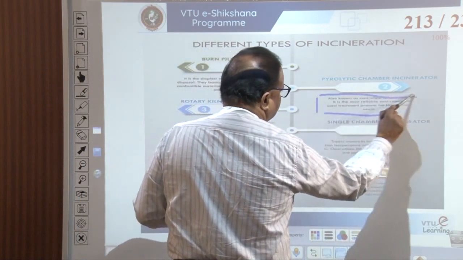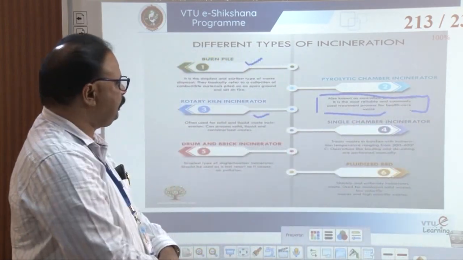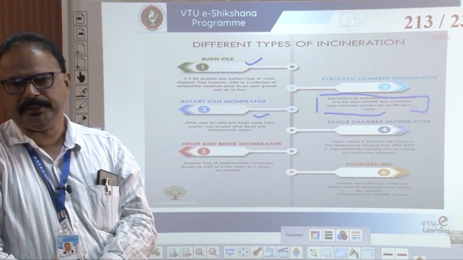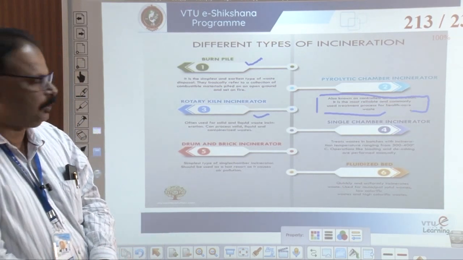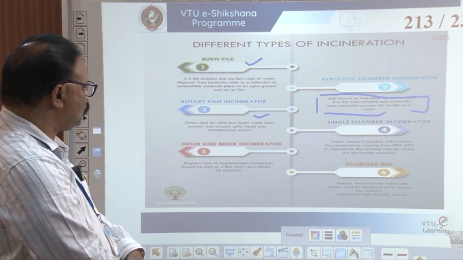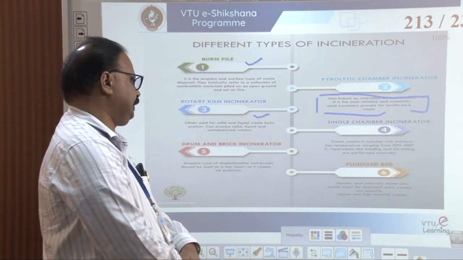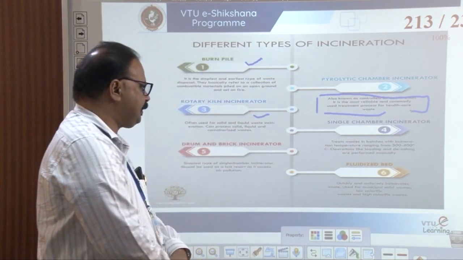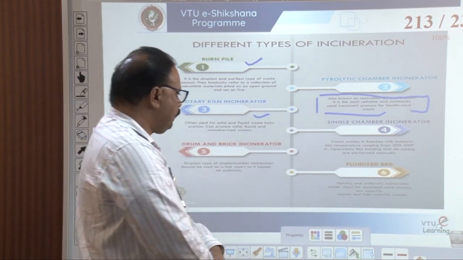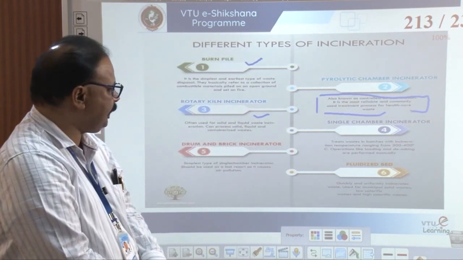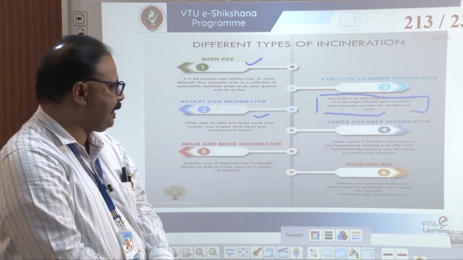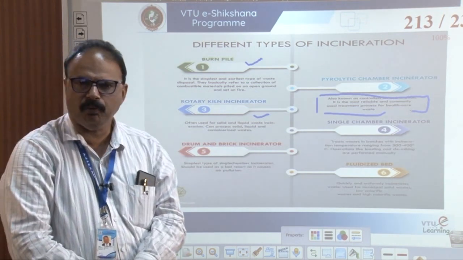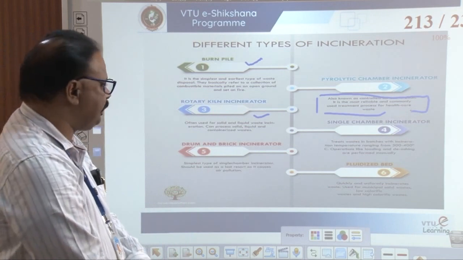This is an important controlled treatment process for healthcare waste. Next, the fourth one, the single chamber incinerator. It treats waste in batches with incineration at a temperature range of 300 to 400 degrees Celsius. Operations like loading and de-ashing are performed manually. This is the fourth type, the single chamber incinerator.